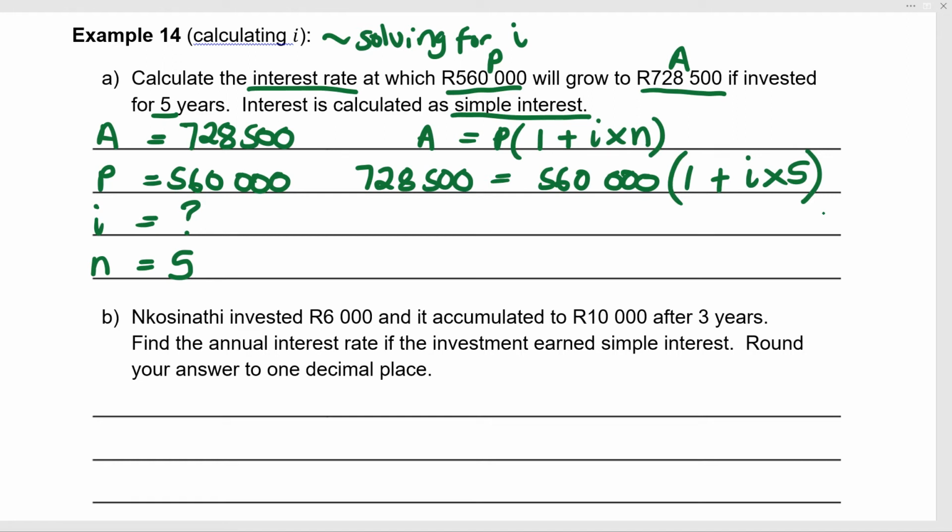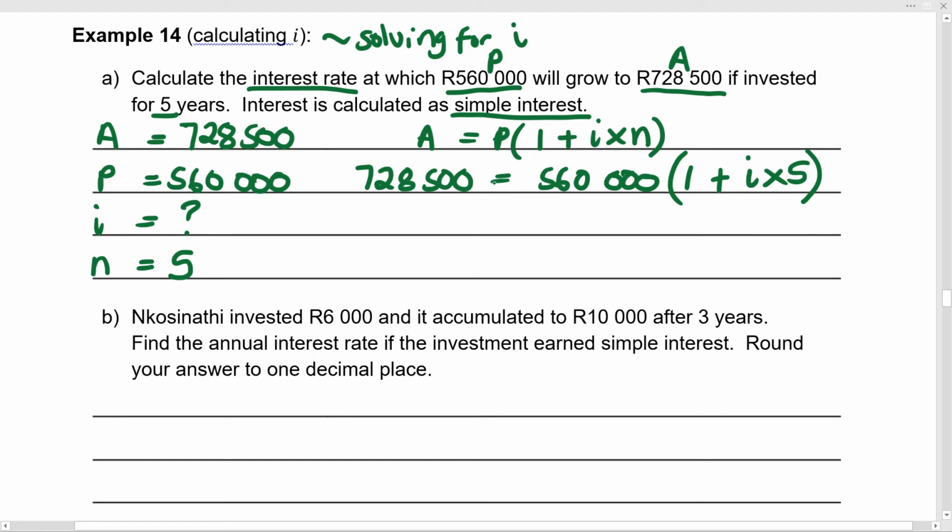Okay, now we need to solve the equation. The unknown in this equation is i. That means that I need to get rid of the 560,000 and the 1 and the 5. I need to get i all by itself. Okay, and we work solving equations outside in. The first thing to do is to divide both sides of the equation by the 560,000. So I'm going to take my calculator and I'm typing in 728,500, and I am dividing by the 560,000.